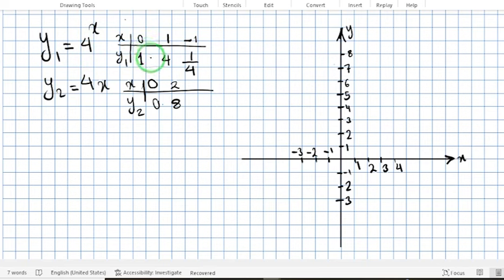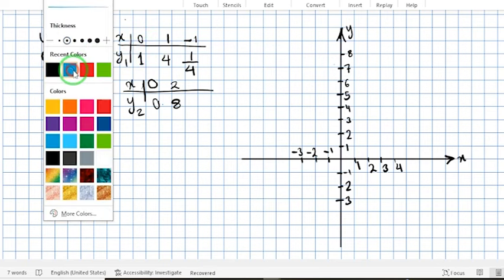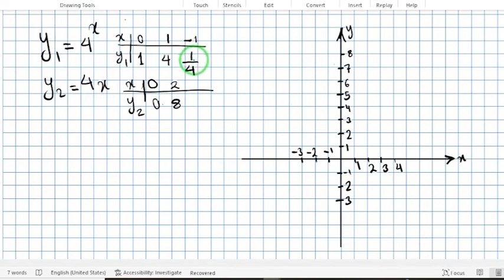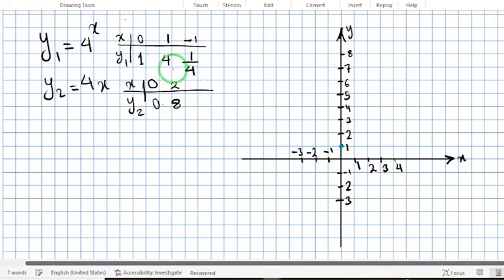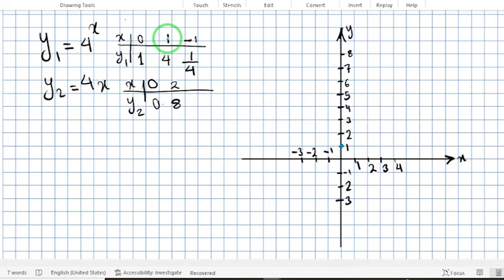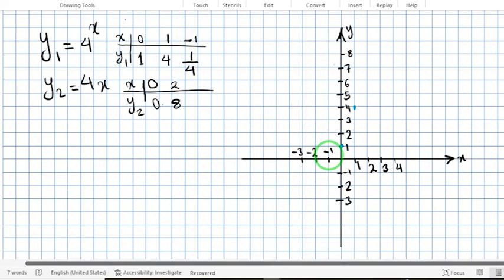When x is 0, y is 1. We draw it here with a different color, for example, red is okay, or blue. When x is 0, y is 1 here, and when x is 1, y is 4. The next one, when x is minus 1, y is 1 over 4, here actually.